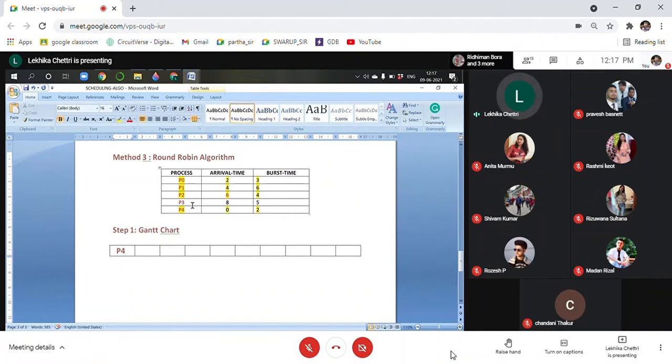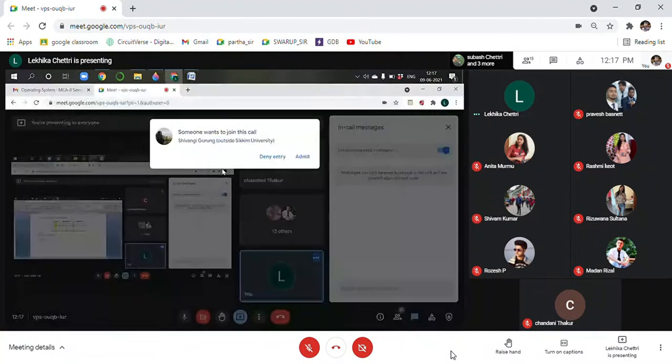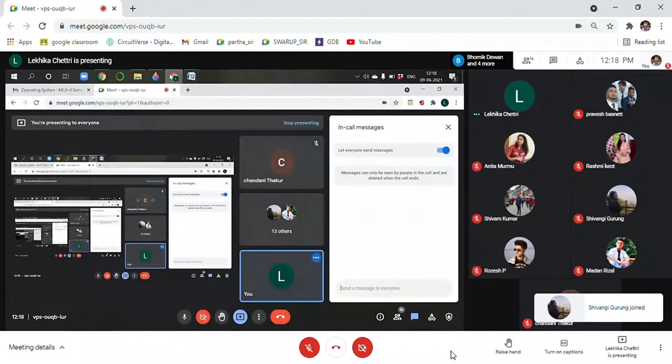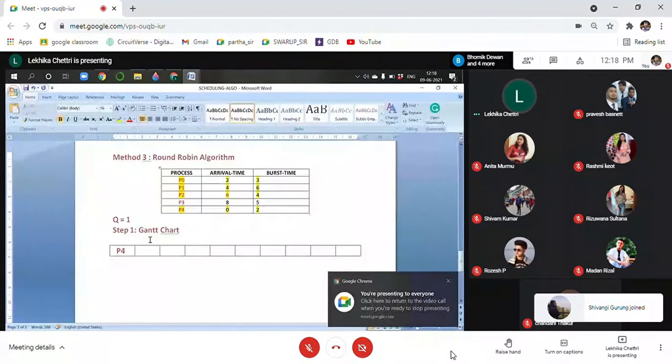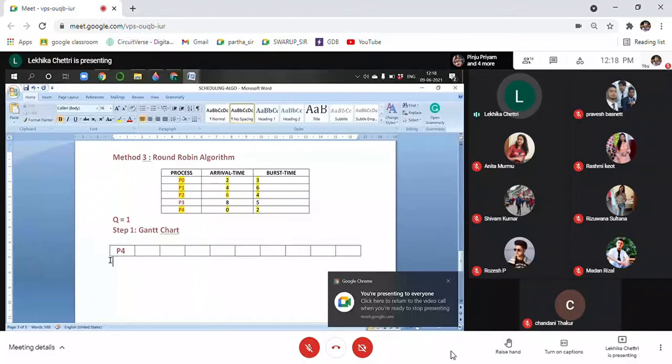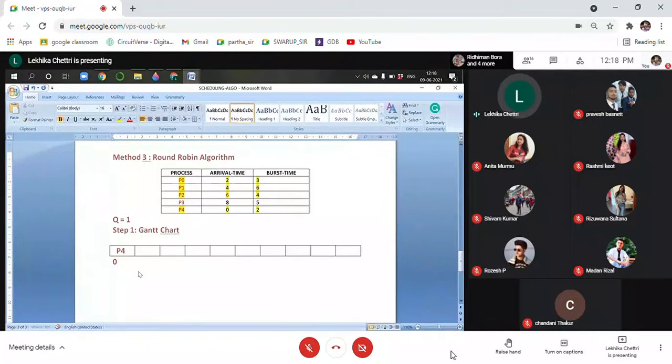Okay, and what was the quantum given? The quantum, let me write down here, the quantum given was 1. So what will we write down here? The timer will start with 0. It will go until time unit 1, 1 minute, 1 hour, whatever it is.